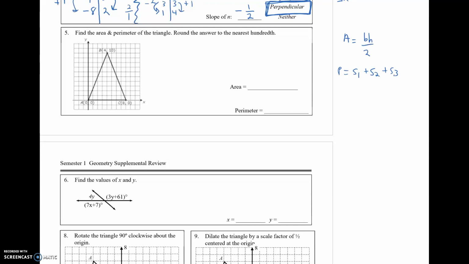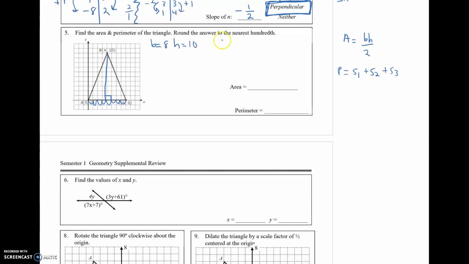Base and height have to be perpendicular. So if I look at this triangle, I could count over, or I could just use my ordered pairs there. My base for this triangle is 8 units long, and that's also going to be one of my sides. My height of my triangle, I have to drop the height or altitude and count how tall that is. Well, I'm going from 0 up to 10. So my height is 10.